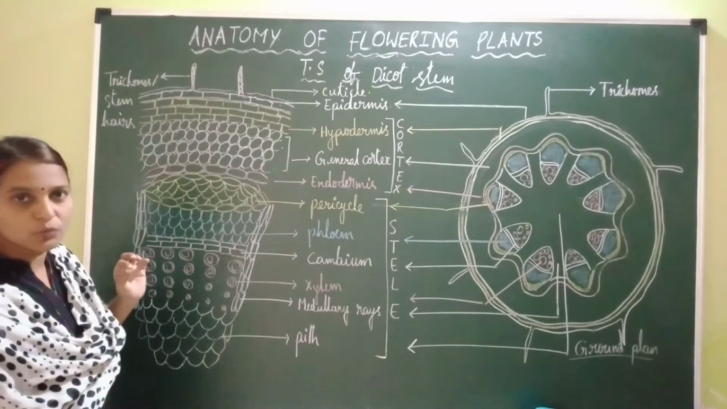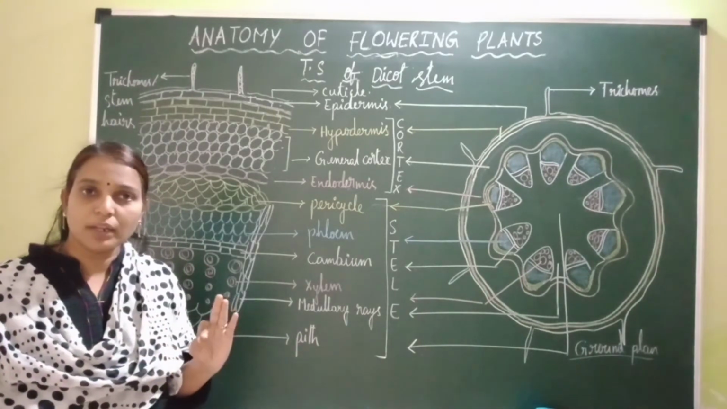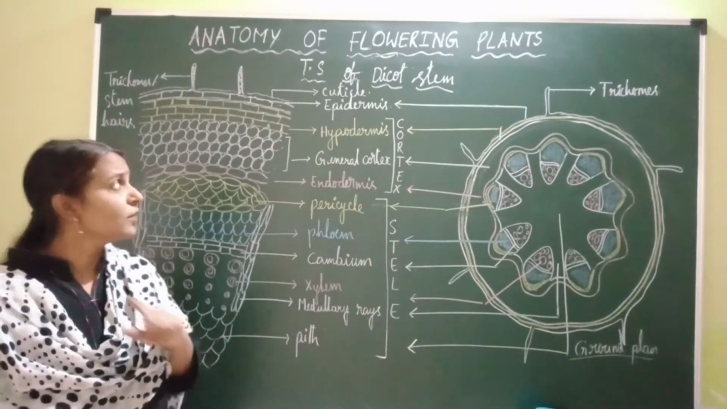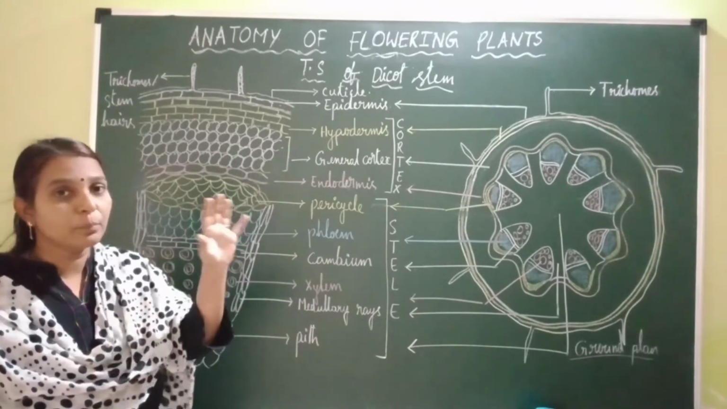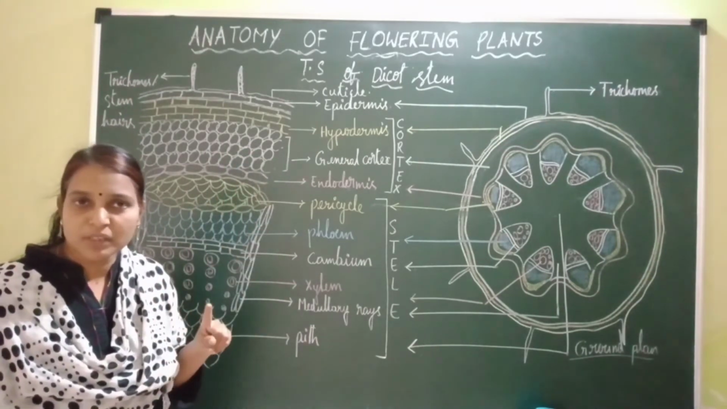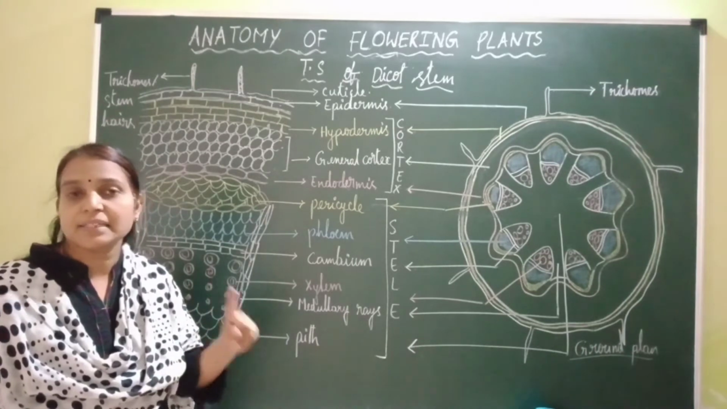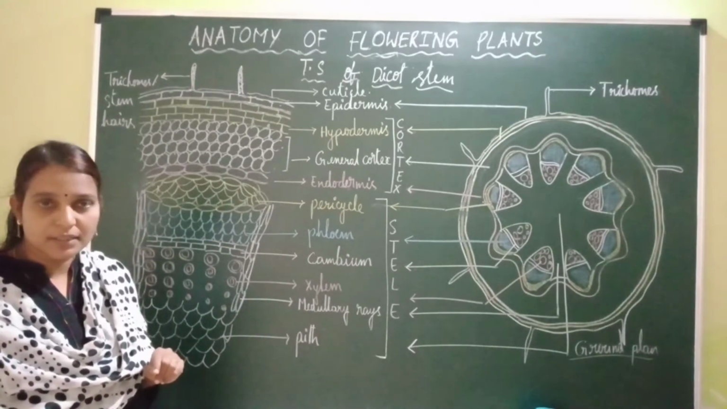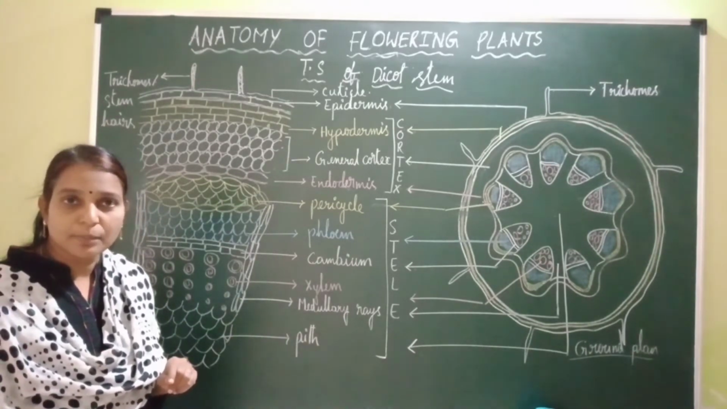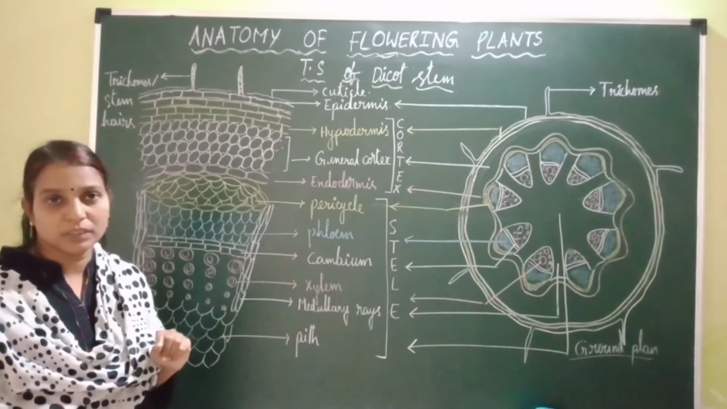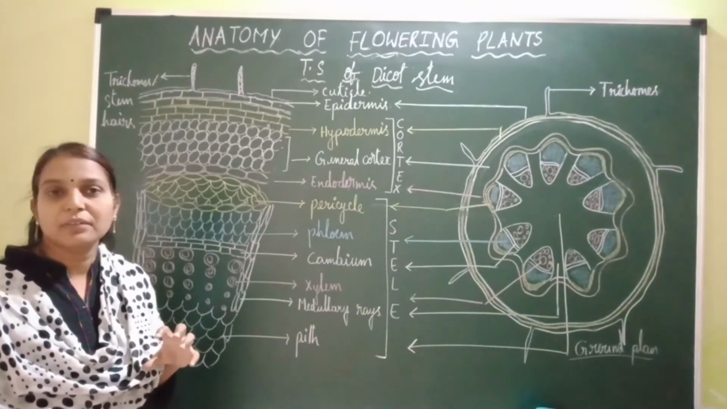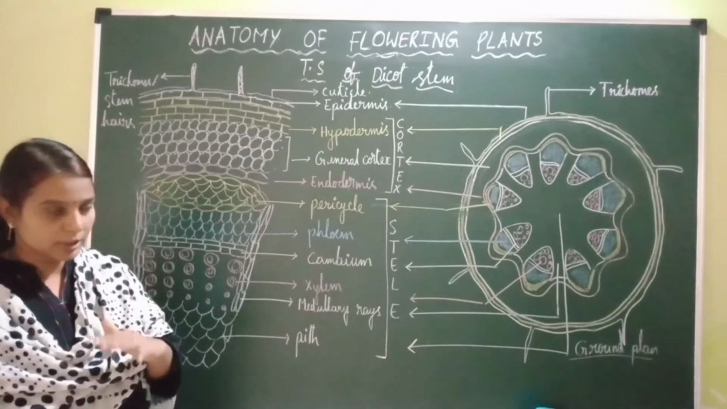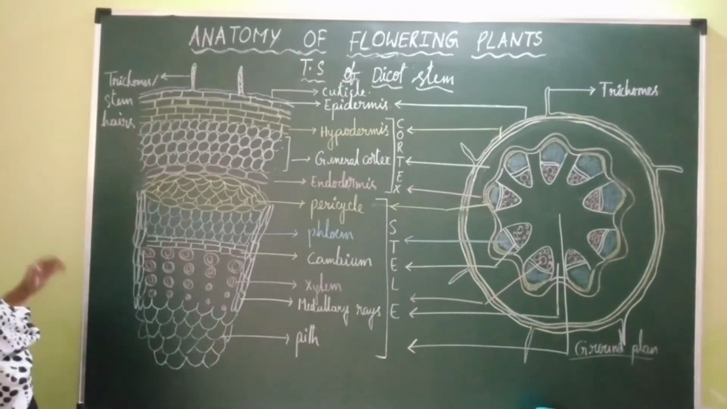And what is the function of this hypodermis? Hypodermis is involved in providing mechanical support. The function of epidermis is to provide protection. The function of hypodermis is to provide mechanical support to the young stems. Right? How does it provide mechanical support? It prevents the breaking of stems due to high wind velocity. Right? Okay, this is about hypodermis.